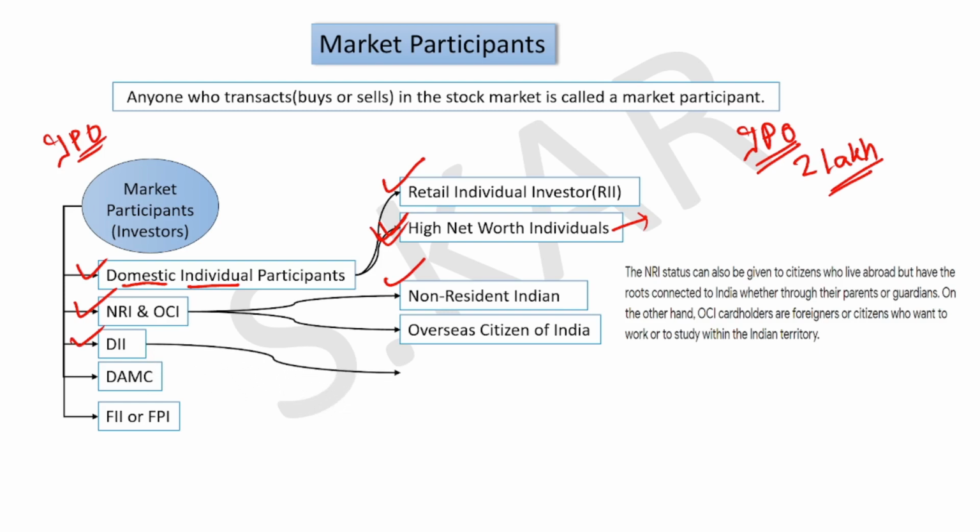DIIs. DIIs are the domestic institutional investors. These include banks. So these are also domestic, but these are not individuals. They are institutions.